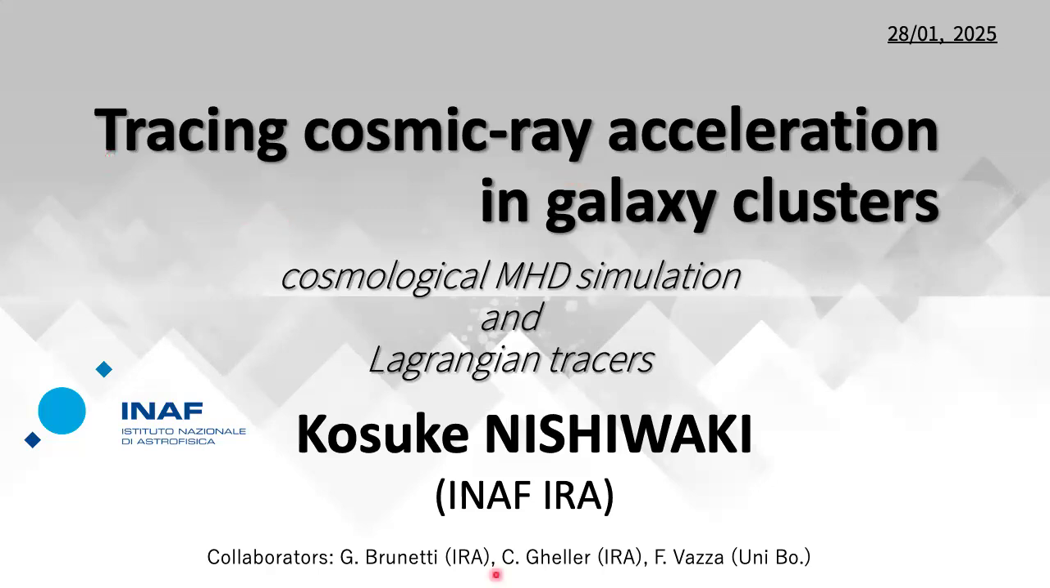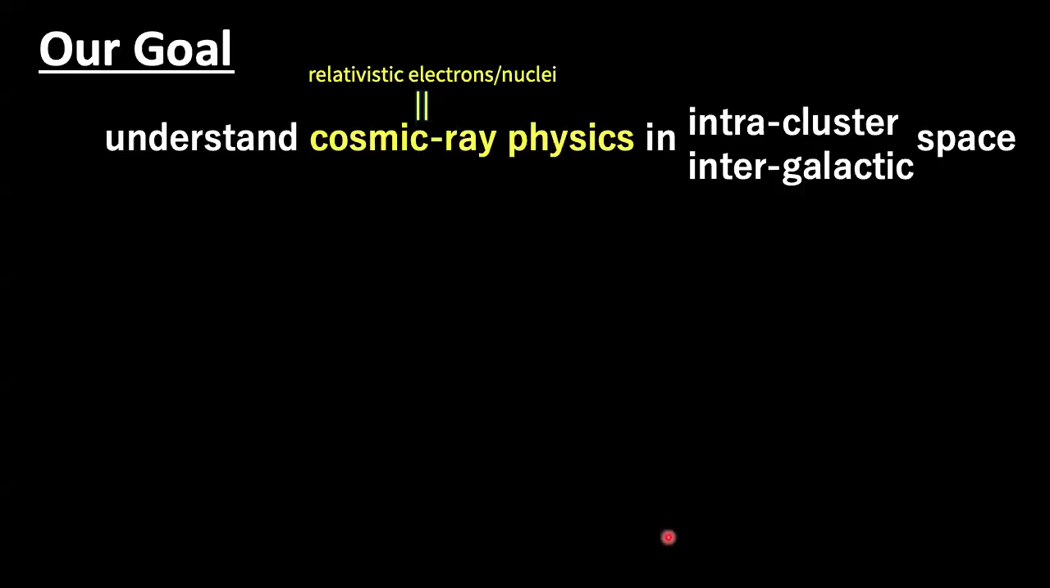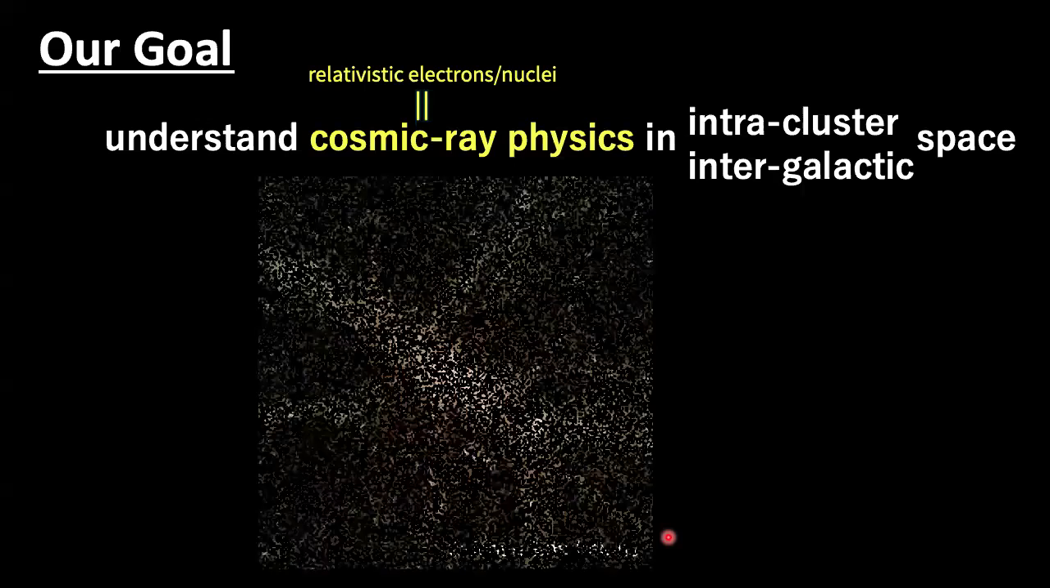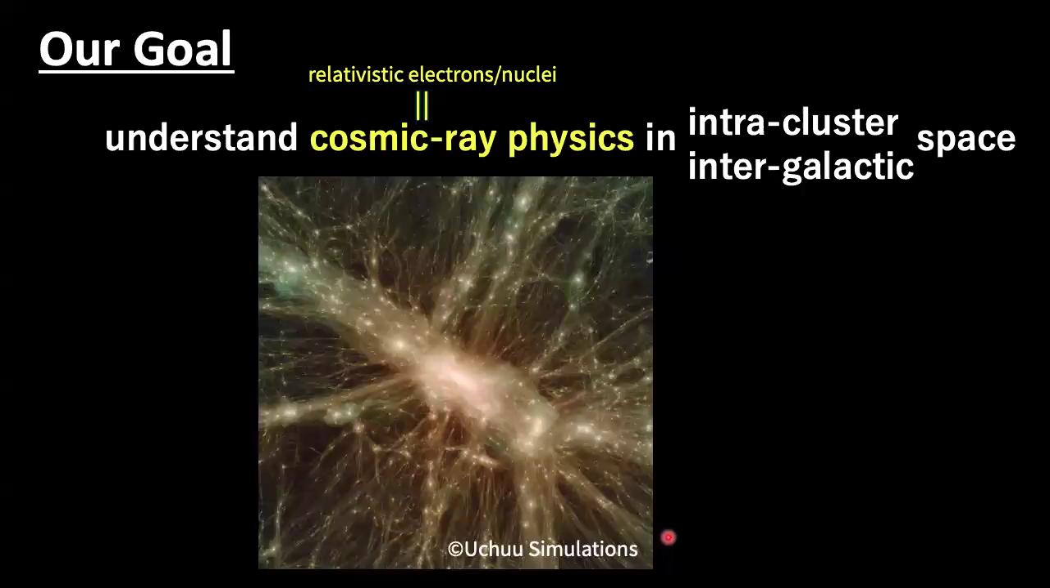So, this is our goal. We want to understand the cosmic ray physics in intercluster or intergalactic space. For example, this is a large-scale structure of the universe. We can see many galaxies in the universe, and there are also relativistic particles in between those galaxies. We can directly observe the cosmic rays in our galaxy, but there are also relativistic particles in between galaxies. And more specifically, I want to study cosmic rays in the intracluster medium, which means inside the galaxy clusters.